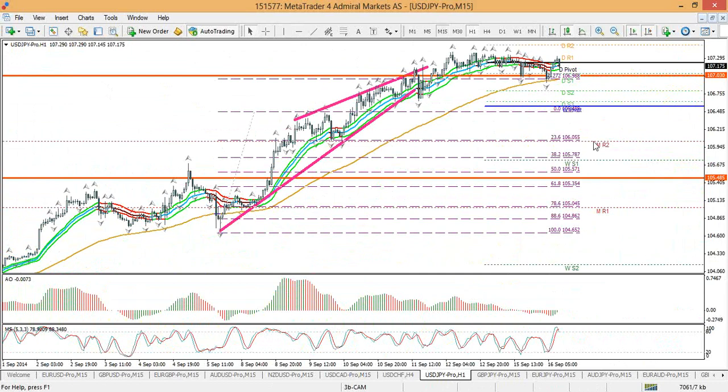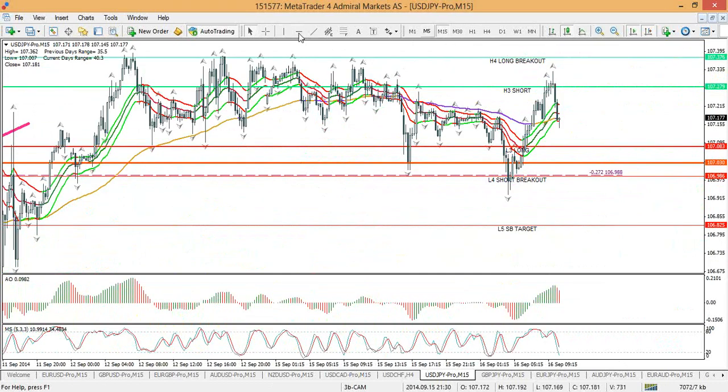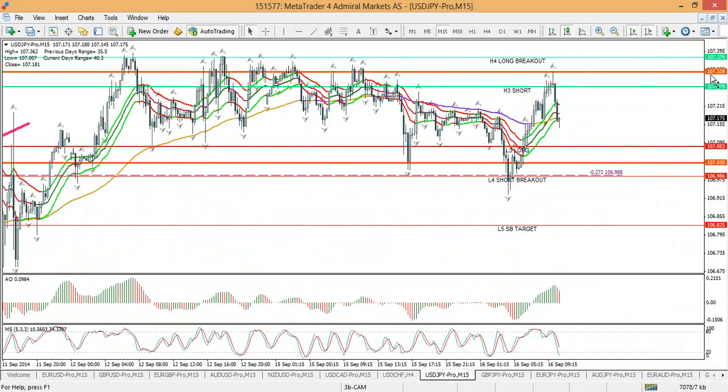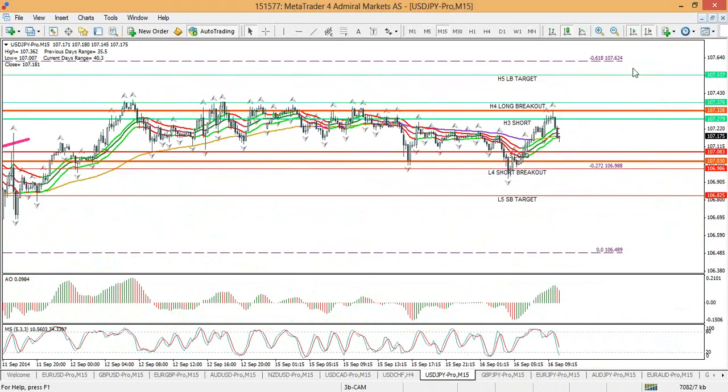Dollar yen could be a good breakout too, actually, but it's quite a big consolidation zone. A break above 107.30 might lead to about 40 pips up to 107.70.